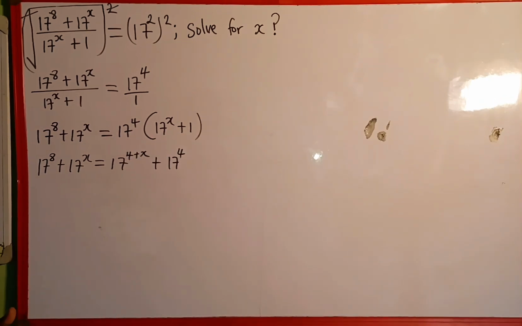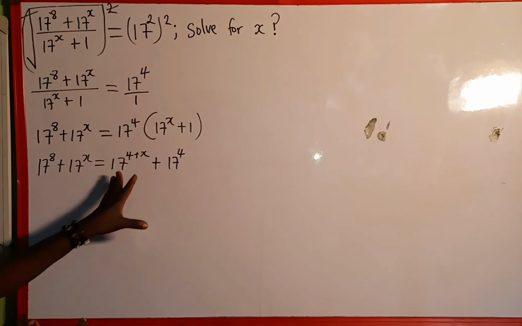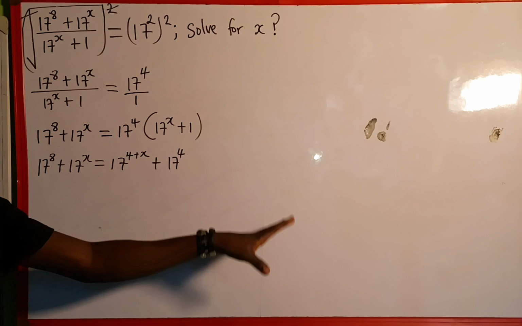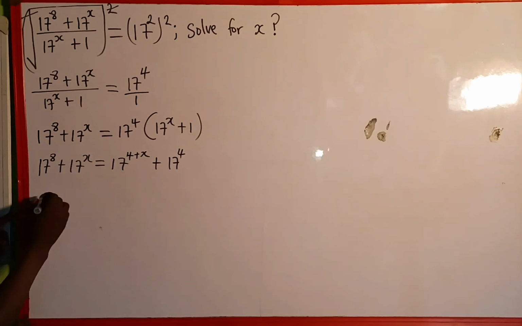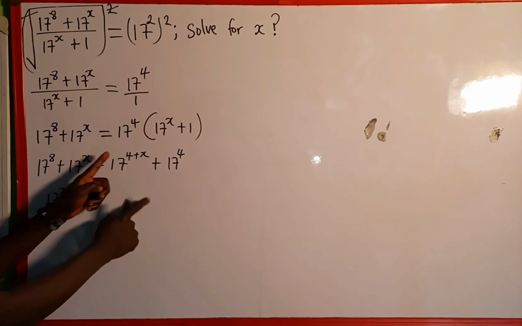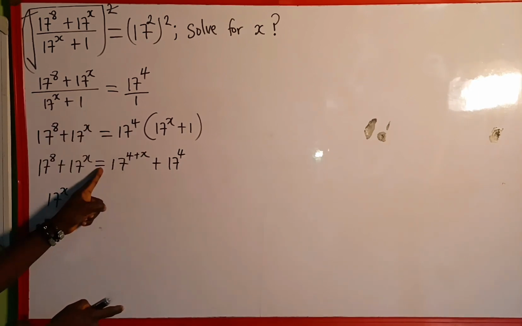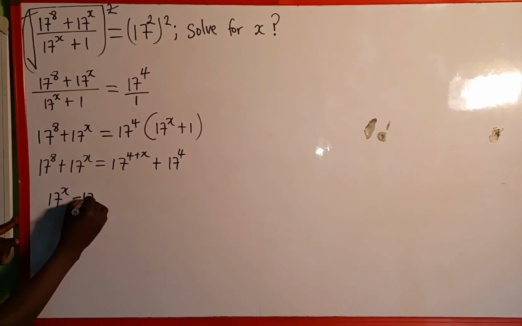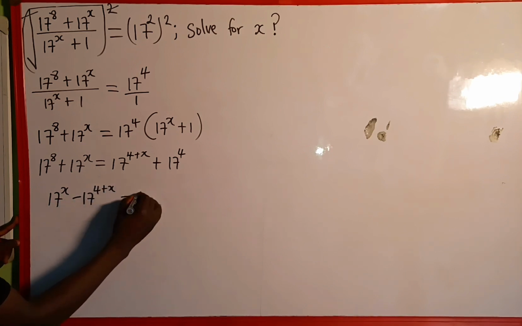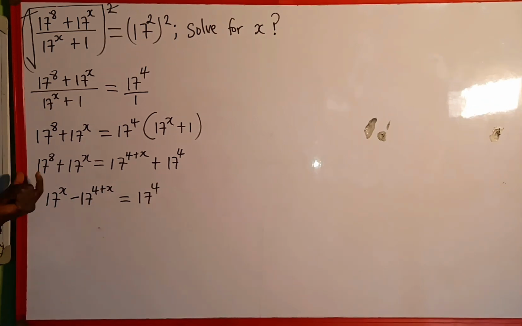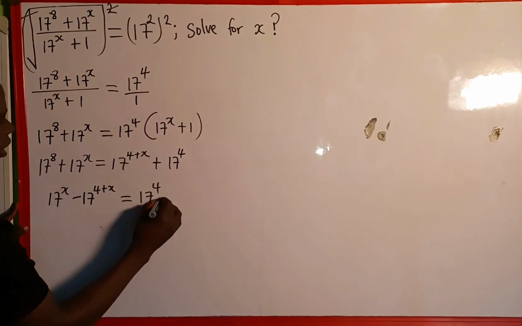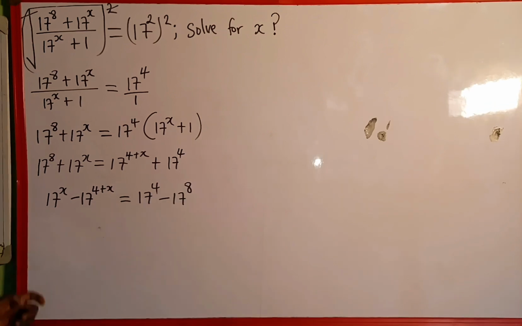Now the next thing we're going to do is to combine the like terms. The ones with exponent x, we take them to the left hand side, then we take the ordinary constants to the right hand side. So here we have 17^x. Then when this 17^(4+x) crosses this equality sign, it becomes negative 17^(4+x), which is equal to, here we have 17^4, and when we take this 17^8 across to the right hand side, it becomes negative 17^8.